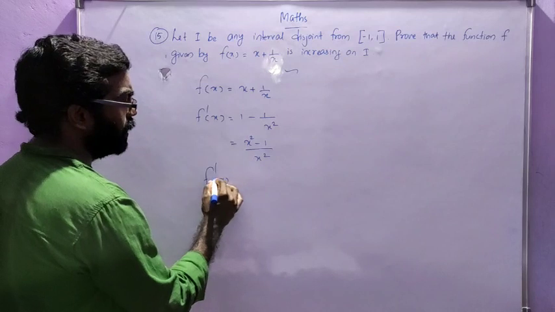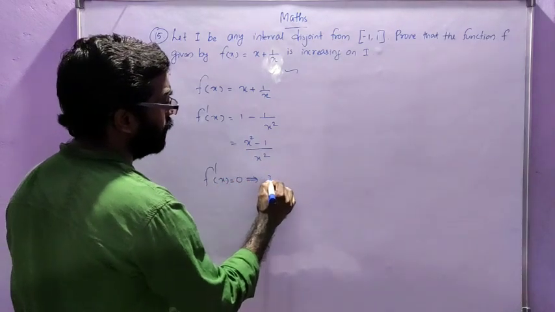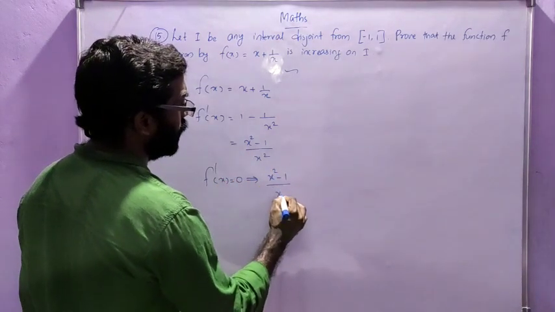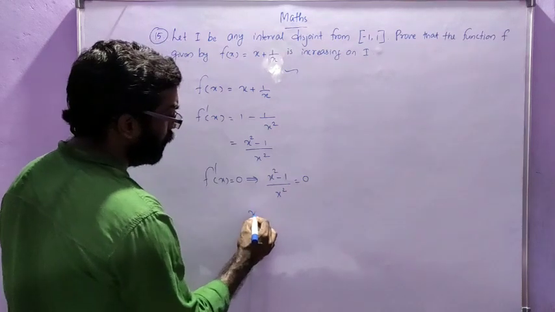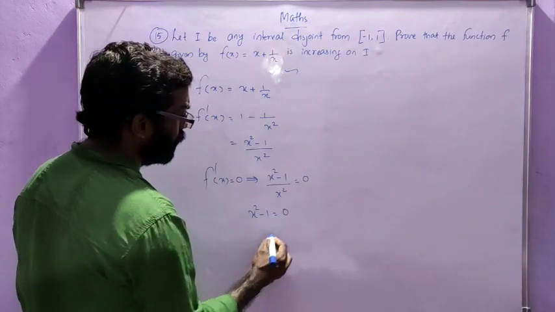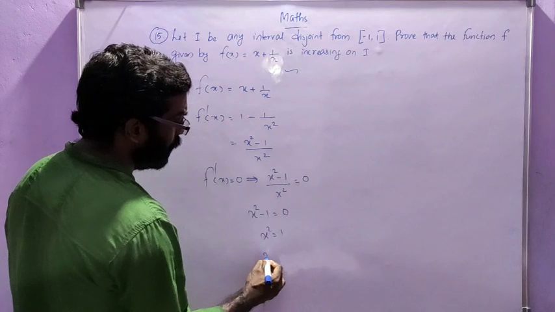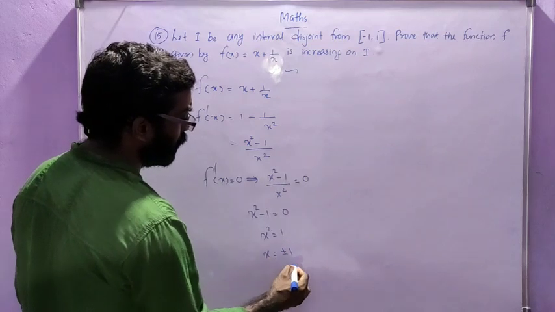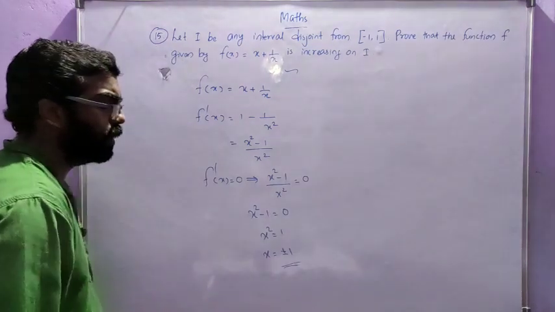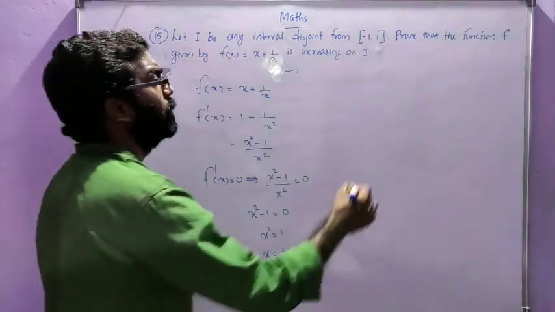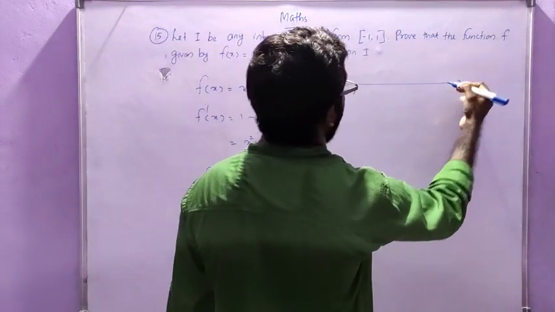Now f dash of x equal to 0 implies x square minus 1 divided by x square is equal to 0, and x square minus 1 is equal to 0, x square is equal to 1, x equal to plus or minus root of 1, that will be equal to plus or minus 1. Now we can draw a number line.